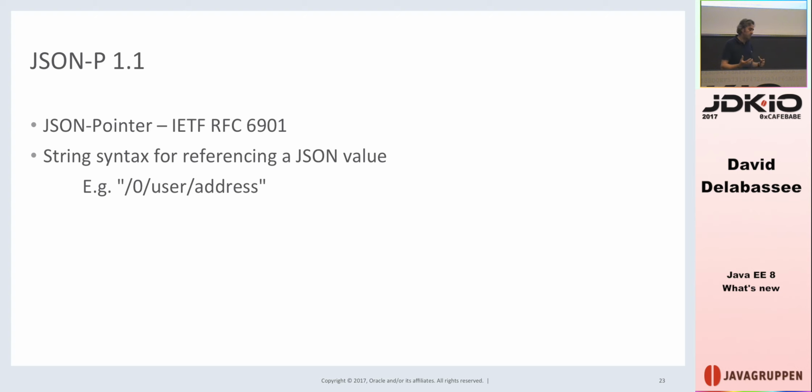JSON-P 1.1 is basically about adopting new specifications that are emerging in the JSON space. It's JSON pointer, JSON patch, and JSON merge patch. The first one, JSON pointer, is basically a syntax that you can use to easily reference a location within a JSON document. It's some kind of regular expression, a standardized syntax that you can use to point within a specific JSON document.